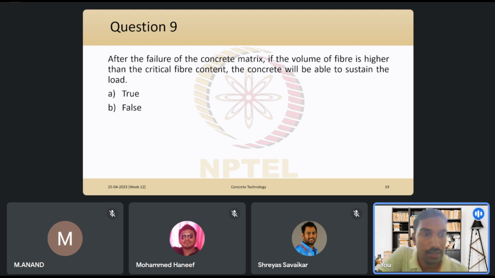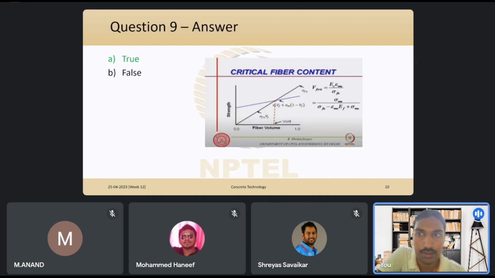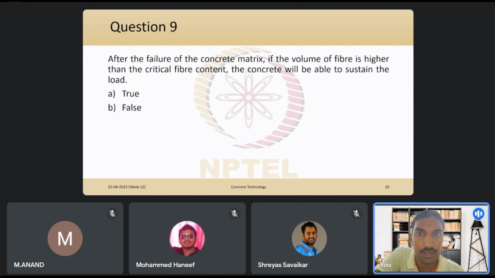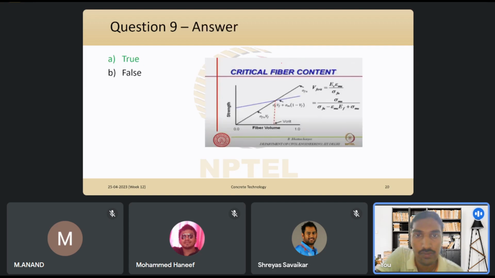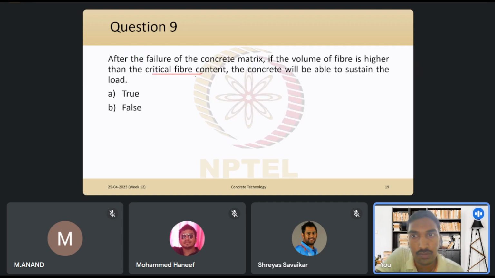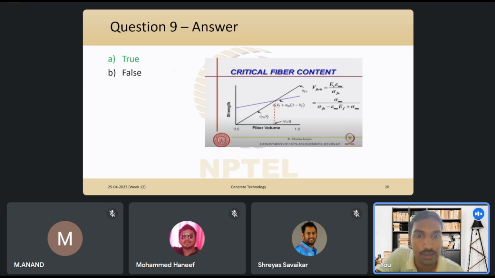Okay, so let's take a look at the answer now. The right answer is actually this: the statement given is true. What it says is that after the concrete matrix has failed, if the fiber volume in the concrete is higher than the critical fiber content, then the concrete will still be able to sustain the load that is applied. Before we understand why it is true or false, we need to know what this critical fiber content is.